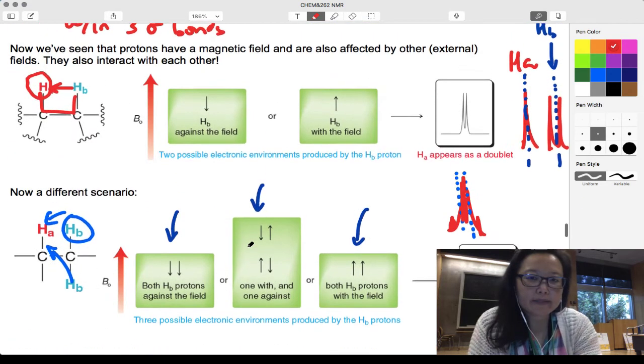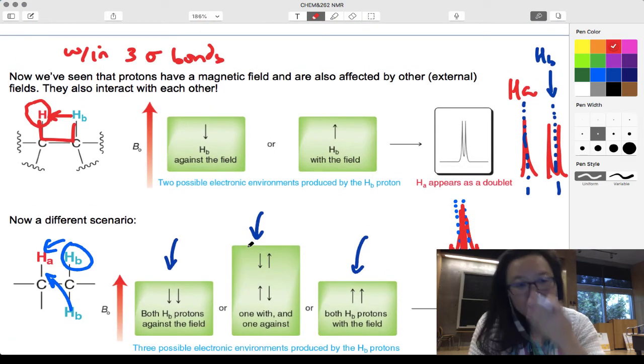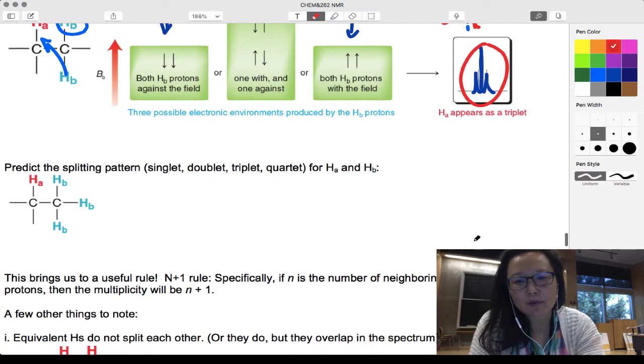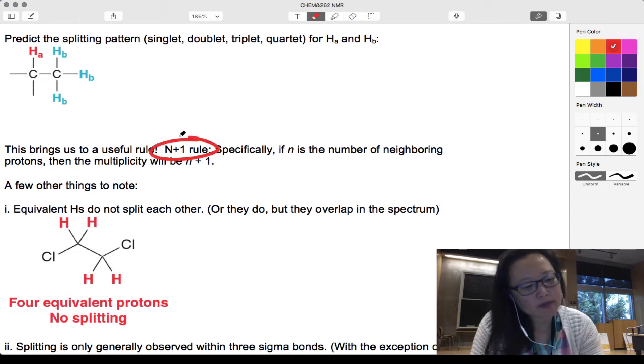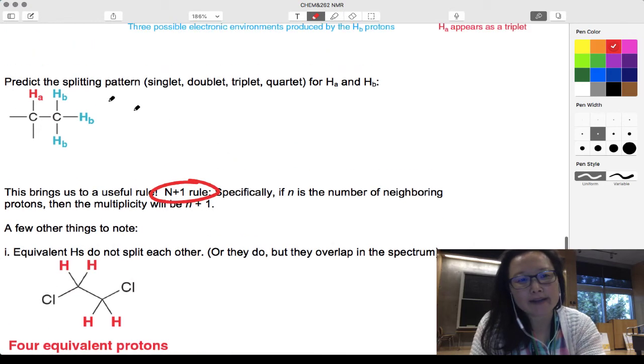And then this brings up something that is really helpful, which is that notice that however many splits I make, one split, I end up with two peaks. If I make two splits, I end up with three peaks. So that is what we call the N+1 rule, which is down here. The N+1 rule tells me that however many hydrogens are nearby, if I add one, I get the number of peaks.